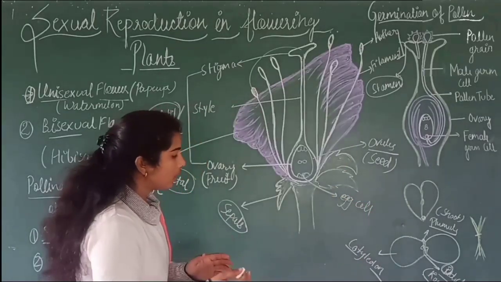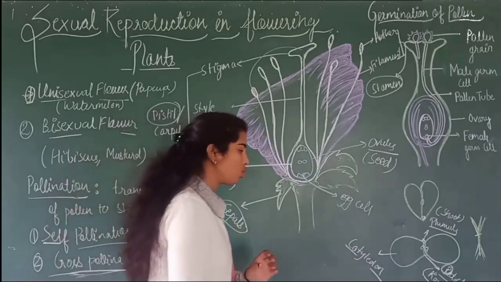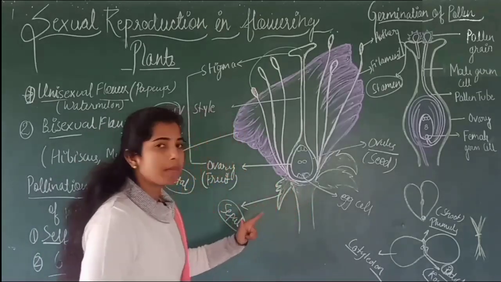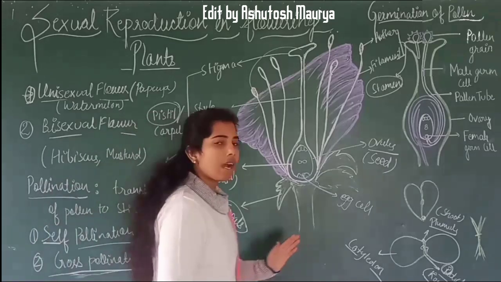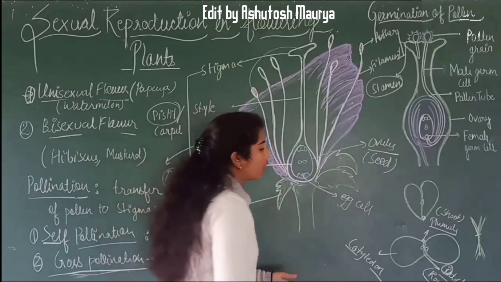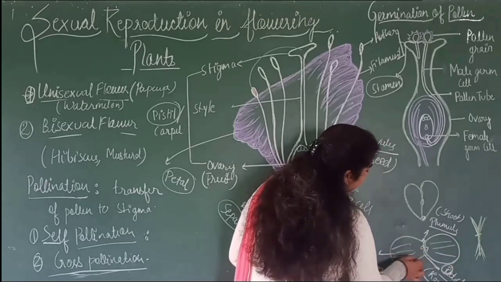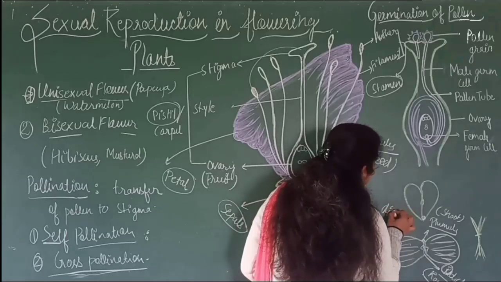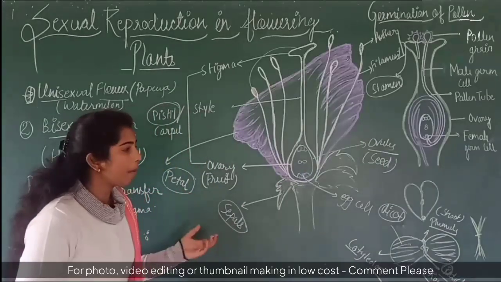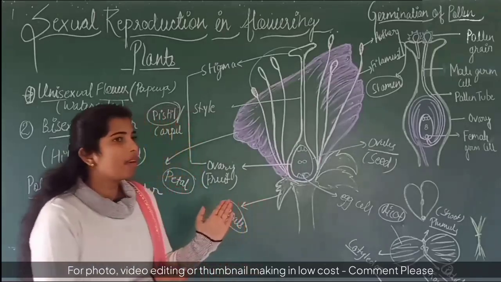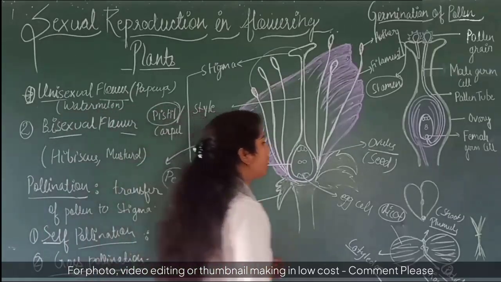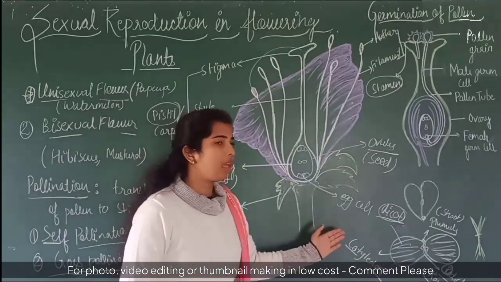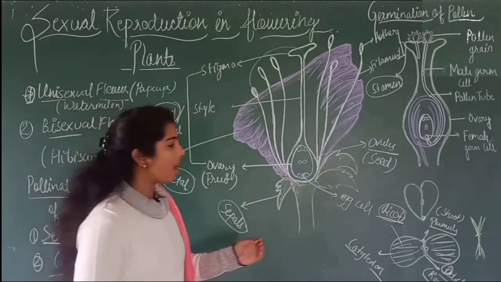There are two types of seeds: one is monocot and the second is dicot. In some plants only one cotyledon is present, and that type of seed is known as monocot. If two cotyledons are present, then that type of seed is known as dicot. As you see, in pea there are two cotyledons, and in wheat and rice only one cotyledon is present. So we can say wheat and rice are monocots, and pea is a dicot.